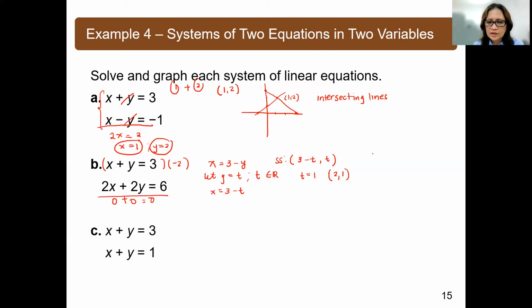And consequently, the graph is simply coincident lines. Okay? So if x is 0, y is equivalent to 3. And if y is 0, x is equivalent to 3.